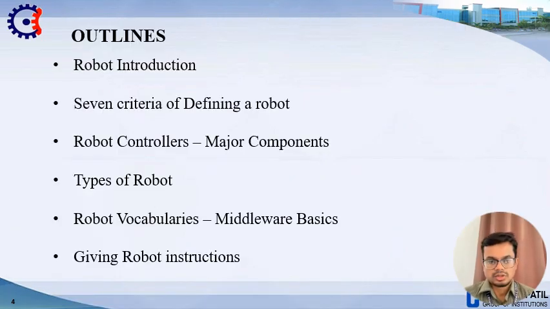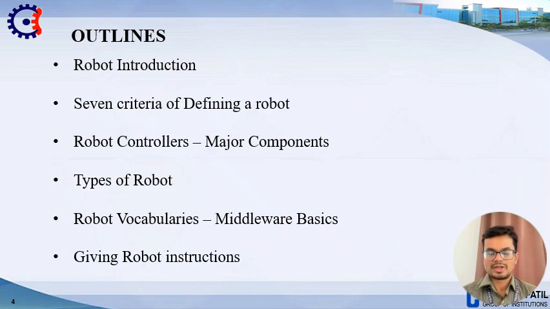So the content of today's video is, first, we'll be discussing an introduction of the robot, and then we'll discuss the 7 criteria of defining a robot, and later we'll discuss a few of the major components that are used in robots. We'll also discuss the different types of robots, and later we'll discuss robot vocabularies, in which we'll discuss middleware and its basics, and later we'll discuss giving robot instructions, how we give instructions to the robot.